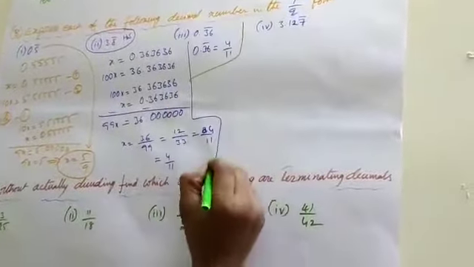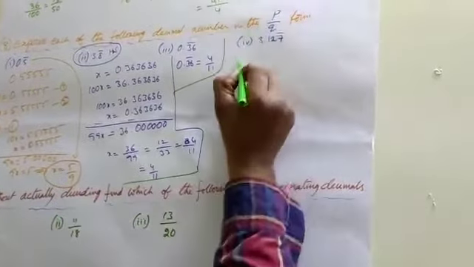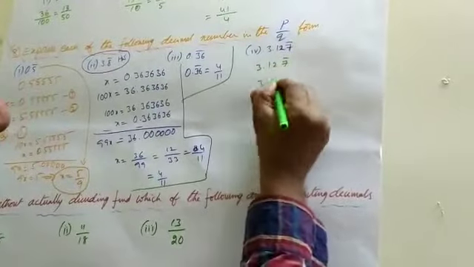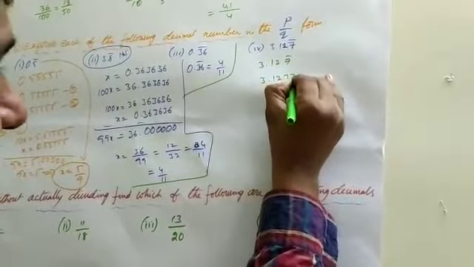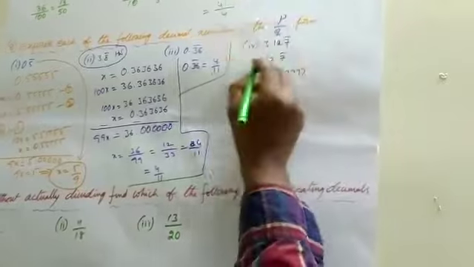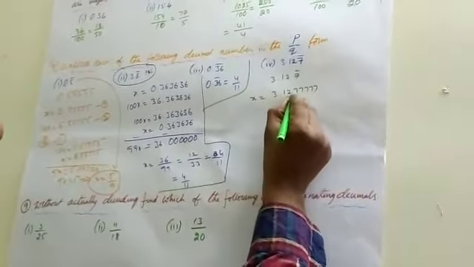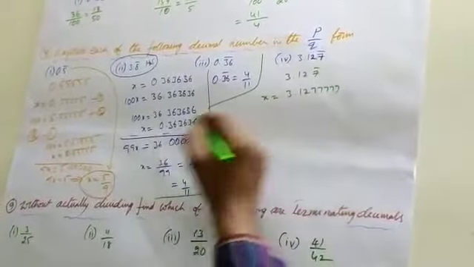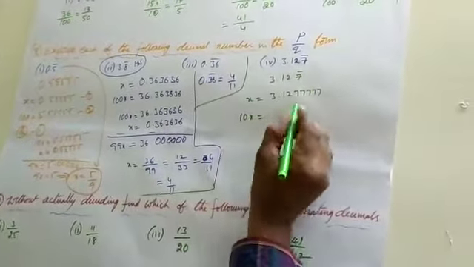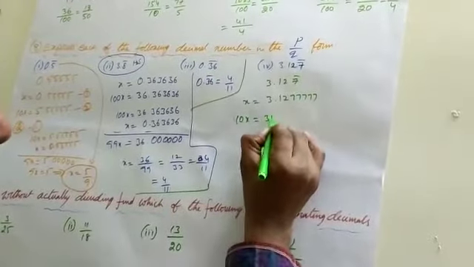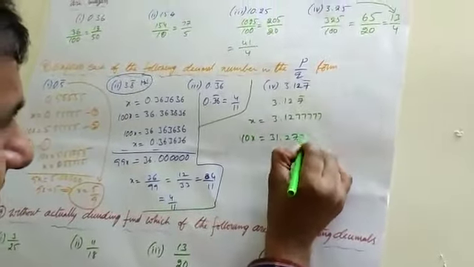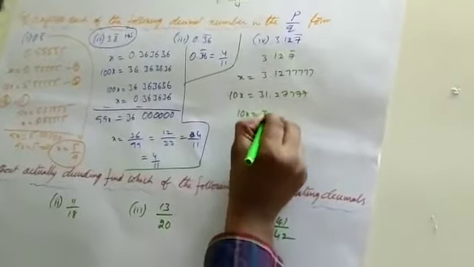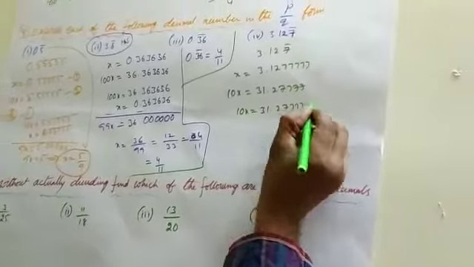See, 4. Then what is the 4? 3.127 bar. That means 3.1277777 up to so on. Let us take x is equal to 3.12777. Here is 10, so multiplication with 10 on both sides. That is called 31.27777. Therefore, 10x is equal to 31.2777.